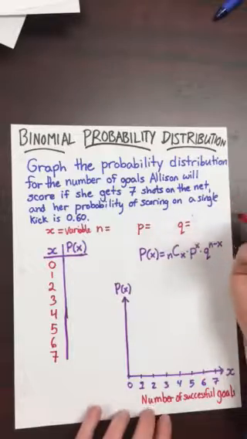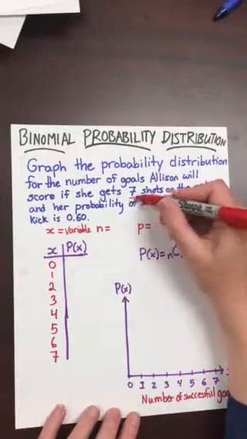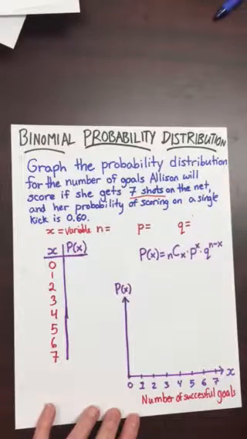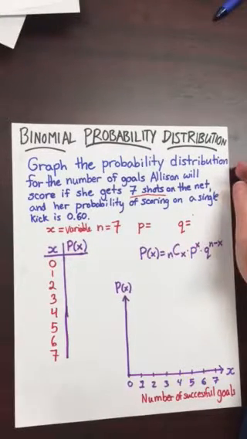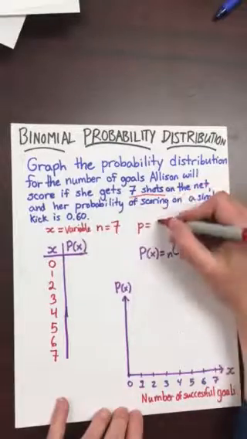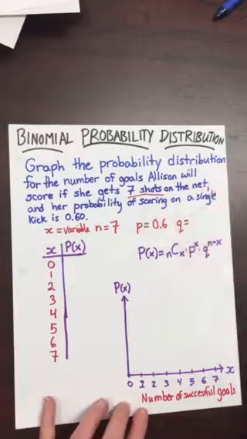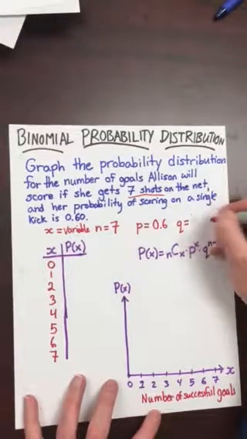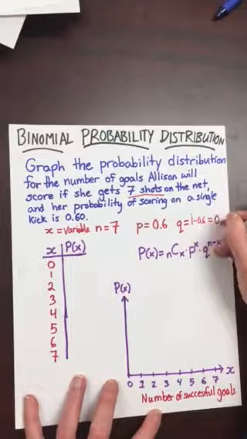Okay, n. N is the number of trials. In this case, the number of trials is, well, how many times did she get to attempt to score on the net? That's 7 shots on the net. P is the probability of her scoring on a single shot. So that's the chance of success in one kick, and that's 0.6. Q is the probability of failure in a single shot, so that's 1 minus P, 1 minus 0.6, which is equal to 0.4.